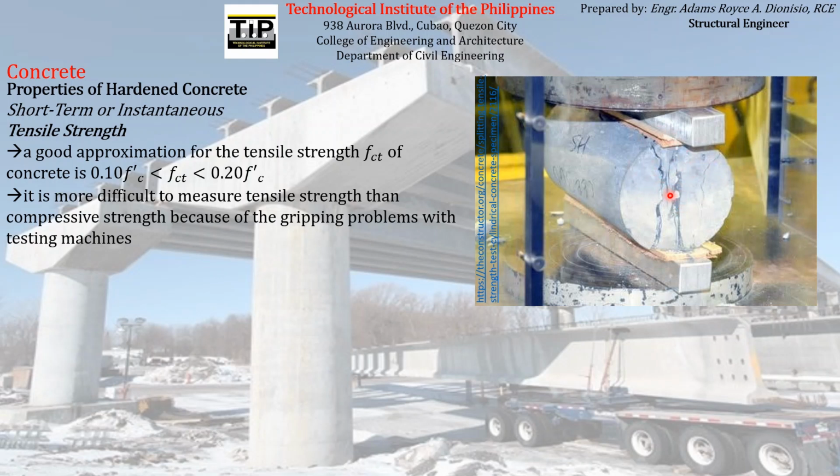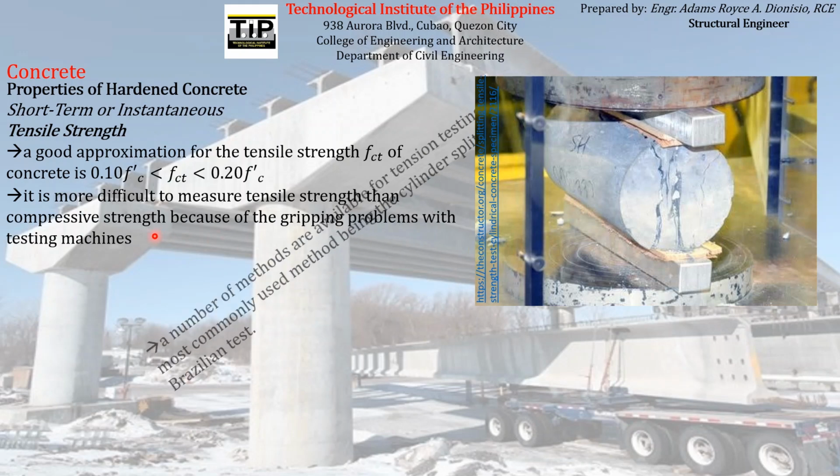If we subject this concrete to tensile forces, we will have difficulty gripping this part of the concrete because it will tend to slip away, thereby resulting in a different tensile strength compared to the actual tensile strength of the concrete. So how can we resolve that particular problem?